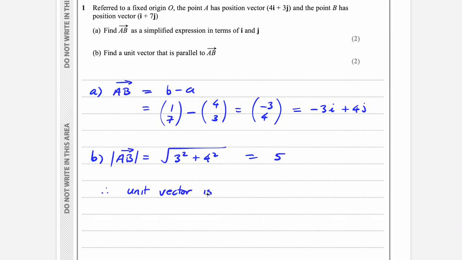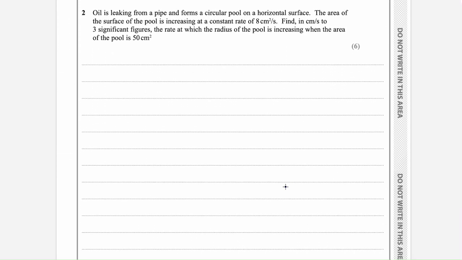So a unit vector is a fifth of these. It's this divided by 5. So it's minus 3 over 5 i plus 4 over 5 j. Now, if you found the length of this vector, you would see that it is exactly length 1. Okay, that's question 1.